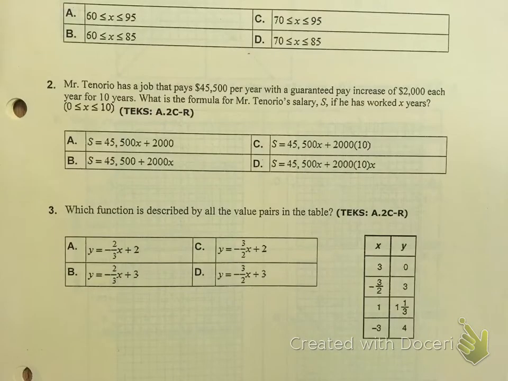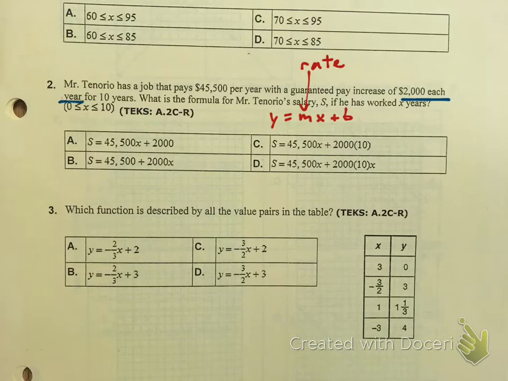For number 2, Mr. Tenorio has a job that pays $45,500 a year. I'm guessing that's before taxes, because it'd be a lot less after that, with a guaranteed pay increase of $2,000 each year for 10 years. So if you think about y equals mx plus b, we know that m is like your slope, that's your rate. And we always look for words like per or each or every, and so it should jump out at you when it says $2,000 each year for 10 years.